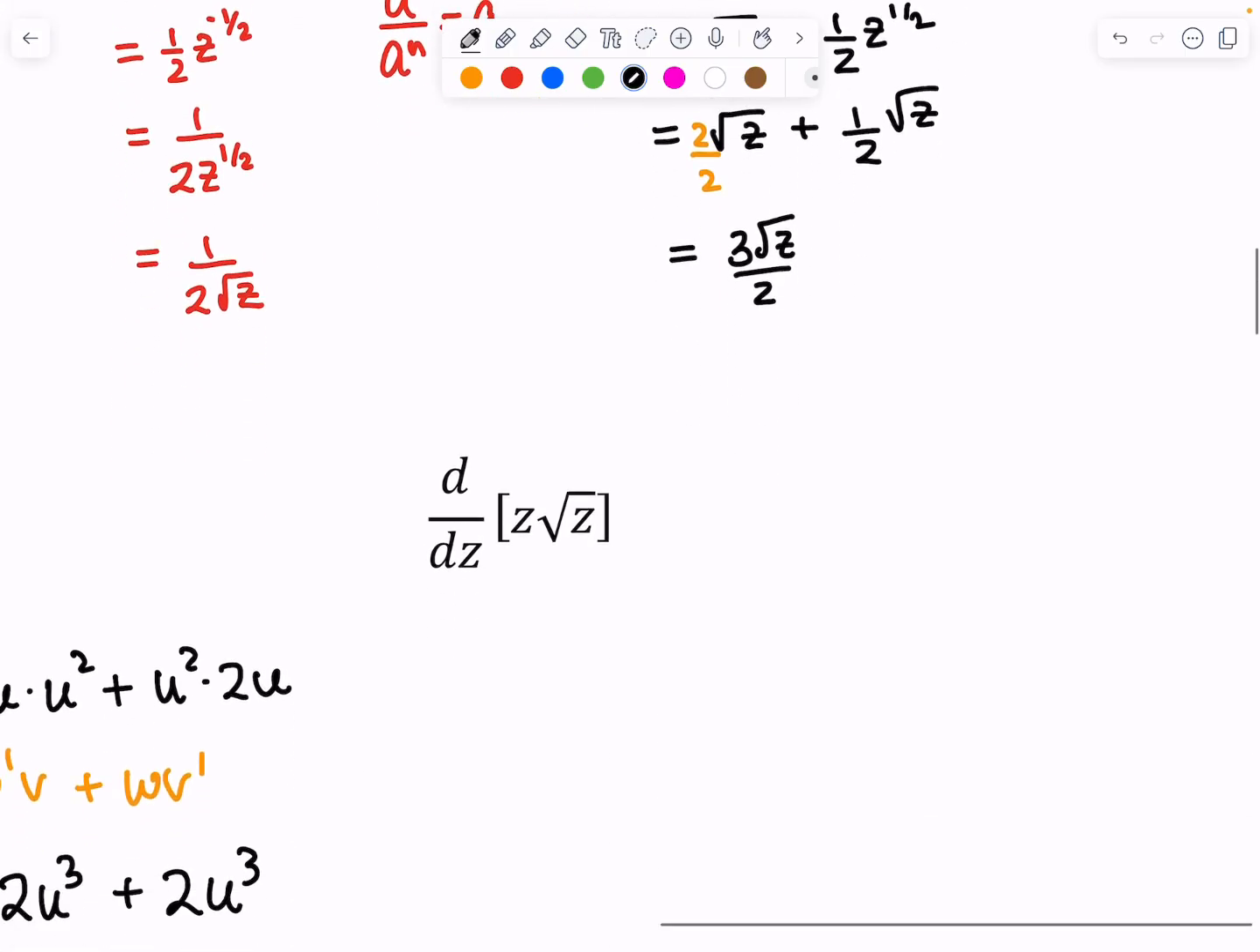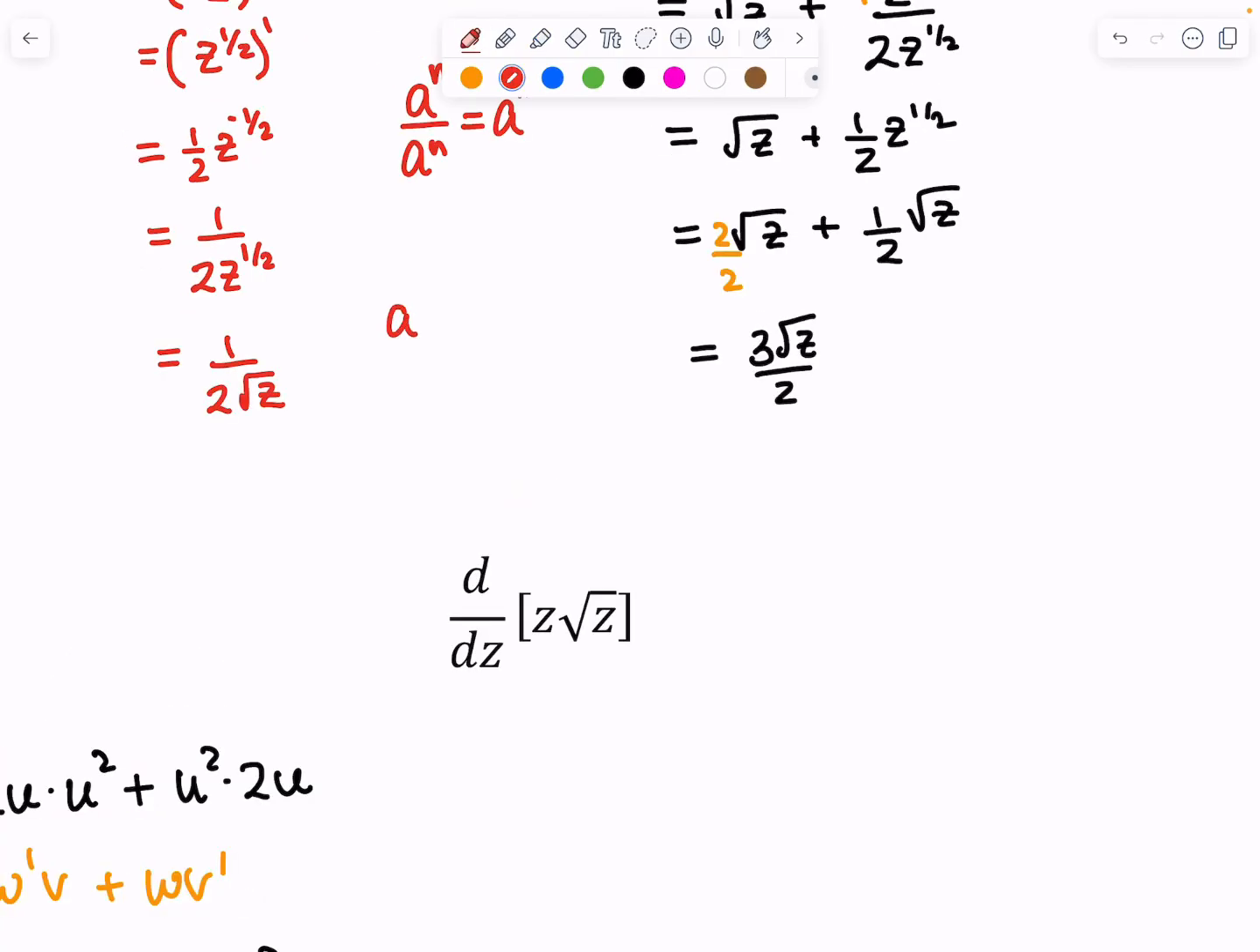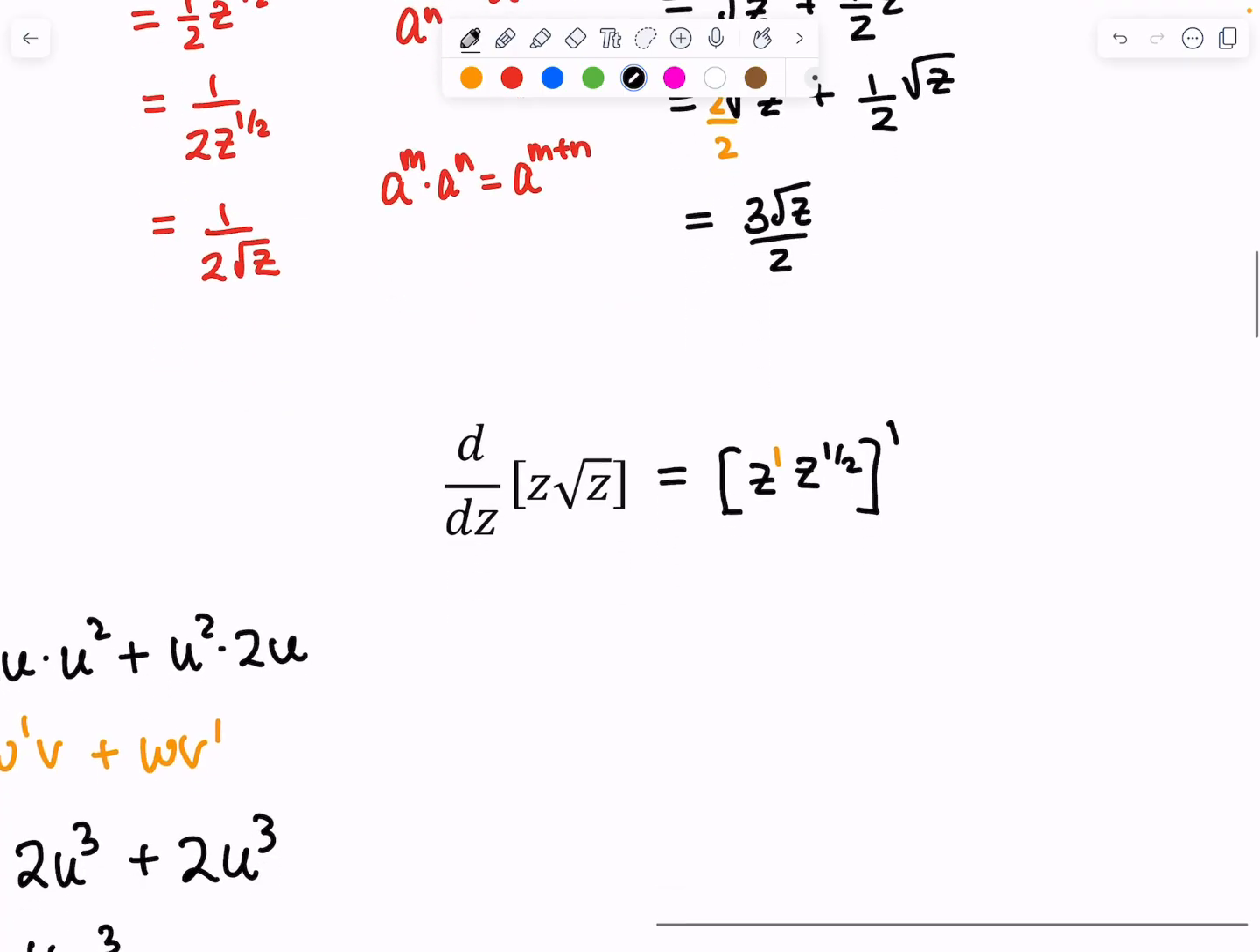Now, as an alternate approach, we can combine these two terms into a single power of z. Recall that if you have a to the m times a to the n, you can express this as a to a power that is the sum of m and n. So in this case, we have z times z to the 1/2. This first z has a 1 power on it, and then we want to differentiate this, but first I'm going to simplify the inside. So we're going to add the powers, 1 plus a half, that's 2 halves, plus a half, that's 3 halves. So we have z to the 3 halves is what we are differentiating ultimately.